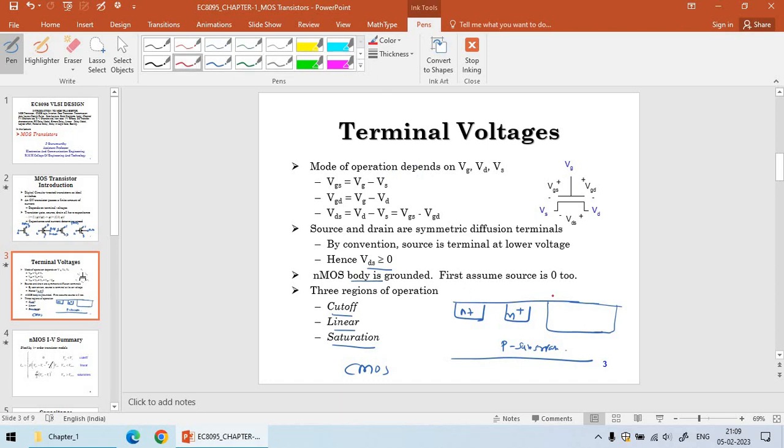We will take this color to represent P plus, and this is P plus, which is going to be present inside the N well. This is my gate, this is my source, and this is my drain, and this is my gate, source and drain.